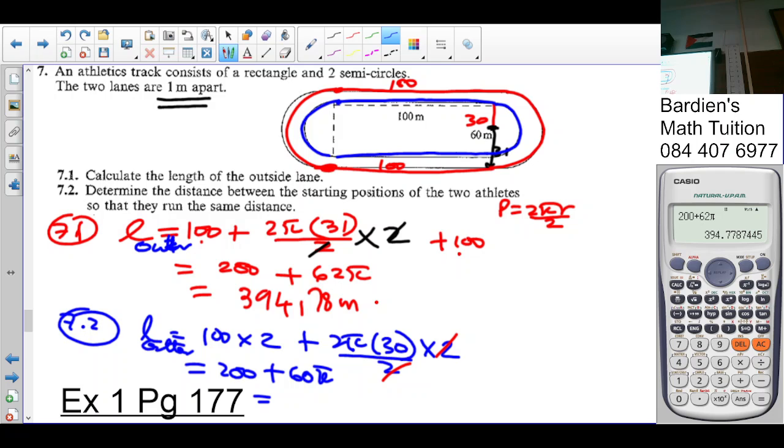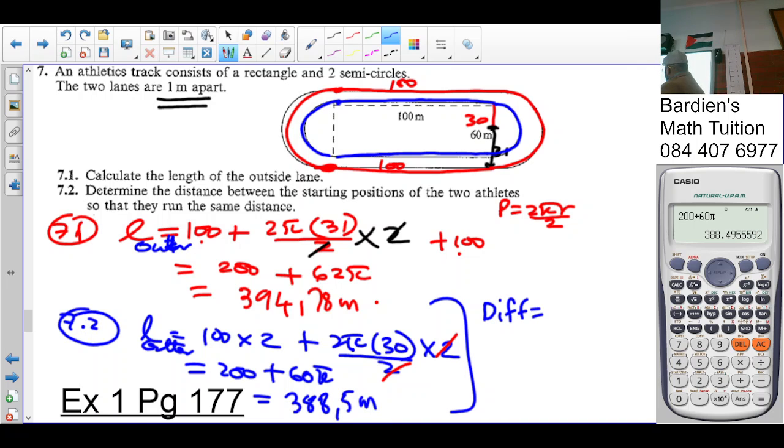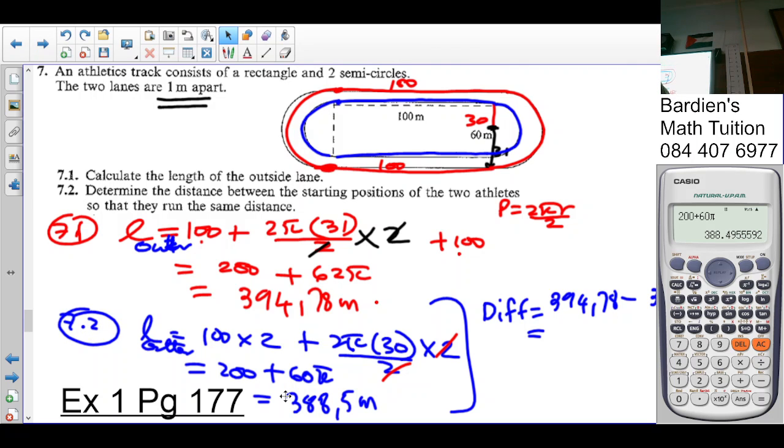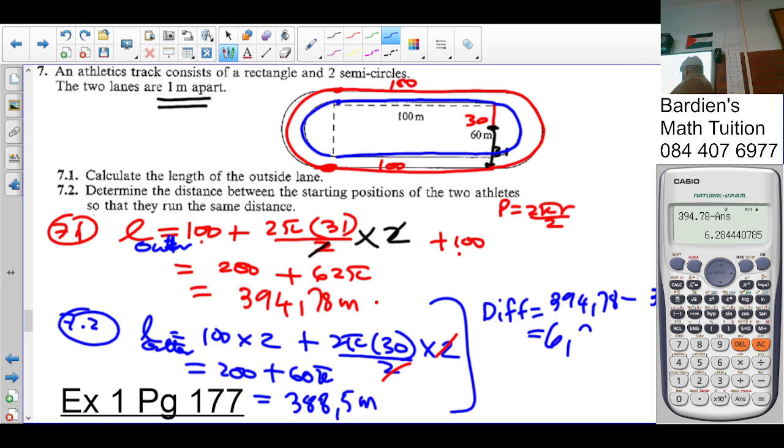So this is the inner lane. It's 200 plus 60 pi, which gives us 388,5 meters. So what is the difference? The difference is going to be 394.78 minus 388.5. That answer gives you 6.28. So 6.28 meters.